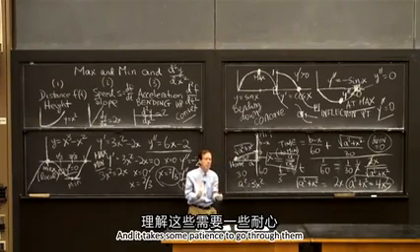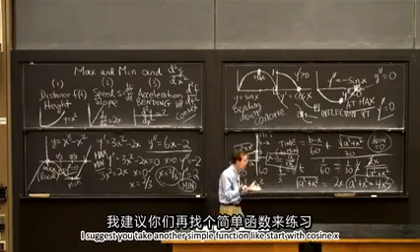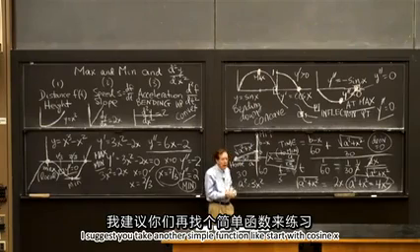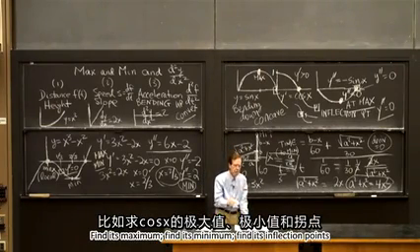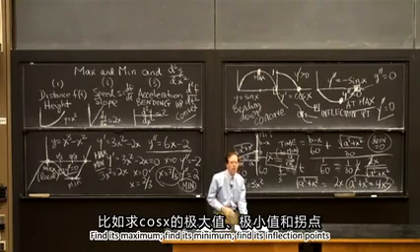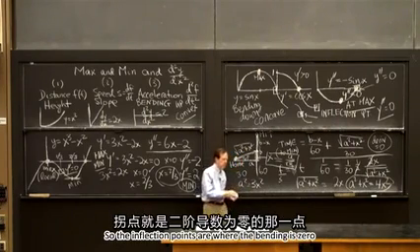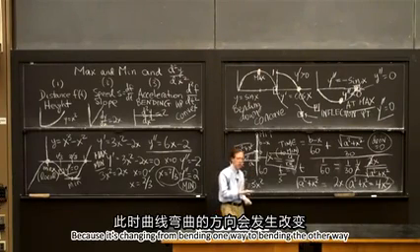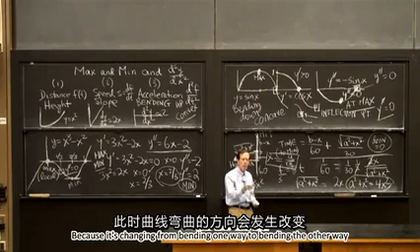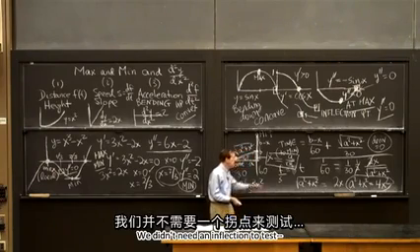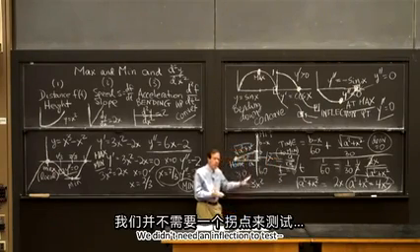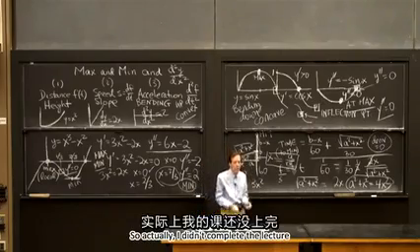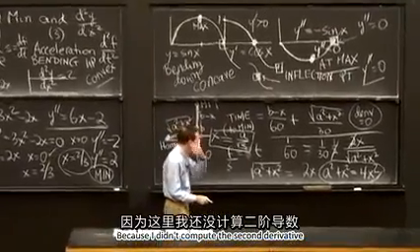And it takes some patience to go through them. I suggest you take another simple function, like start with cosine x. Find its maximum, find its minimum, find its inflection points. So the inflection points are where the bending is 0, because it's changing from bending one way to bending the other way.